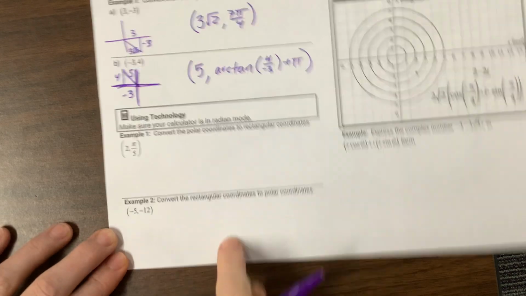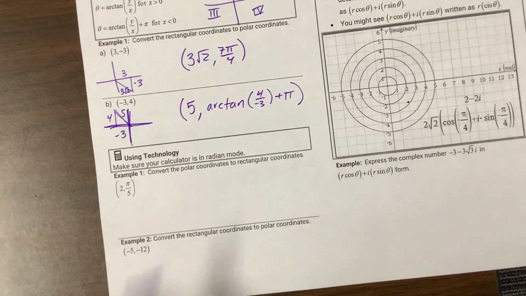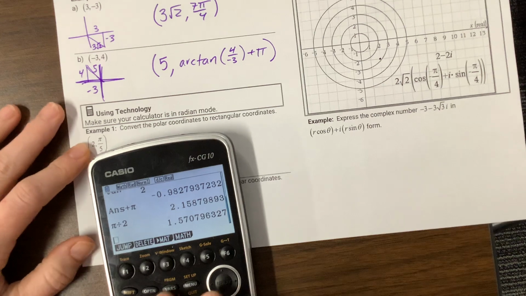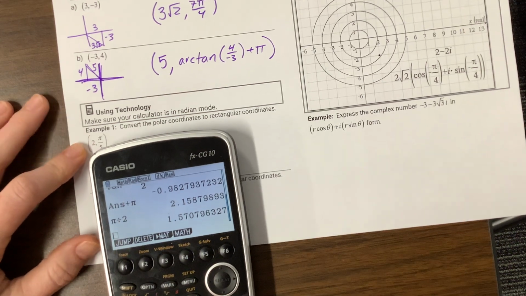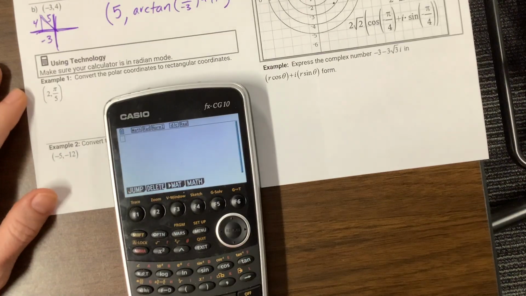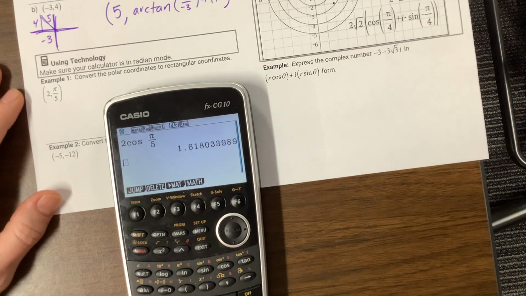I'll keep going. I'll finish this, and then we'll come back for another video for her complex number part. So convert the polar coordinates to rectangular. So we need to be in radians. Let's see. I am in radians. I can see it right here. Here was what I was just doing in a previous video, but I'll get rid of it. Okay, so the x value is going to be 2 cosine pi over 5. There you go.